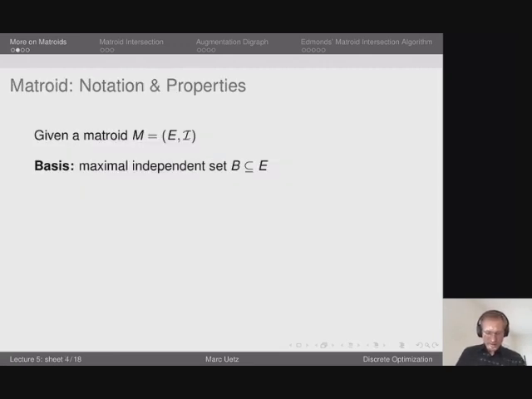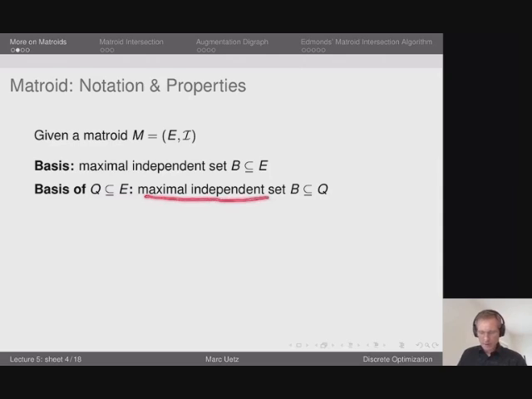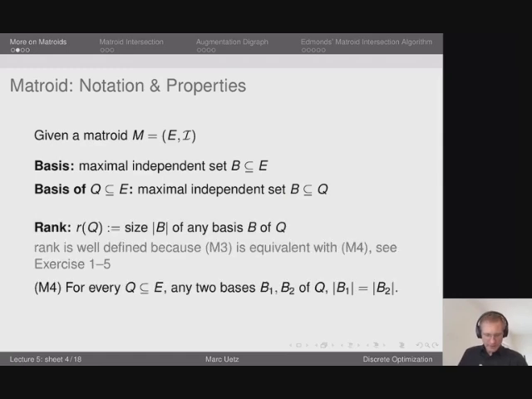So a basis is just defined as a maximal independent set. That's just an inclusion maximal independent set that cannot be augmented by any element without becoming dependent. And we can also define bases of subsets Q. So you pick a fixed subset Q of the elements, and you can also look at maximal independent subsets of Q. And that would be called a basis of Q, you know that.